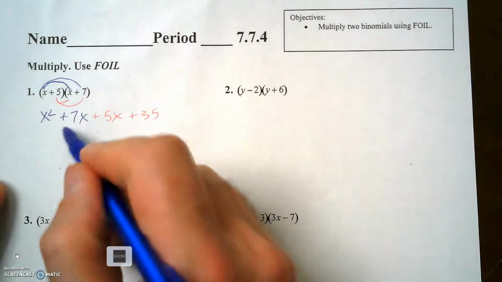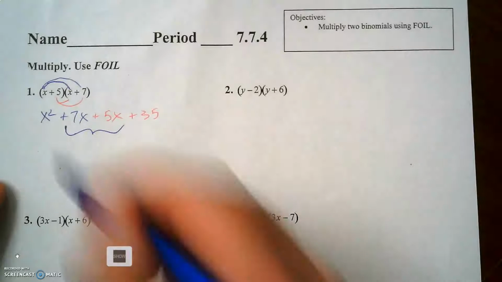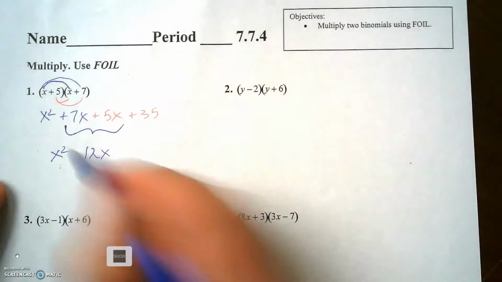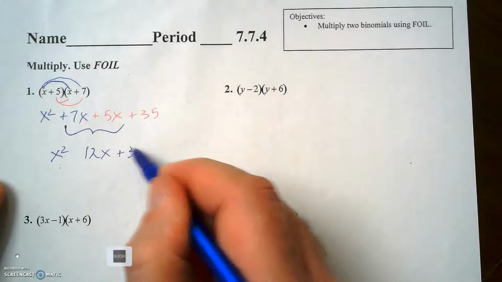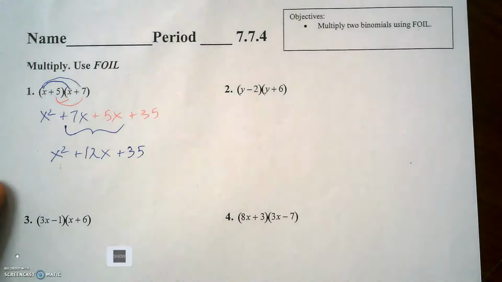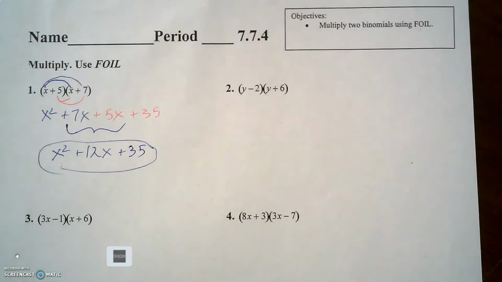I have to combine like terms in the middle because I see 7x plus 5x. That's 12x. Don't call that 12x squared because on that step I am adding. And when we add, exponents don't change, only coefficients change. So that's my answer.